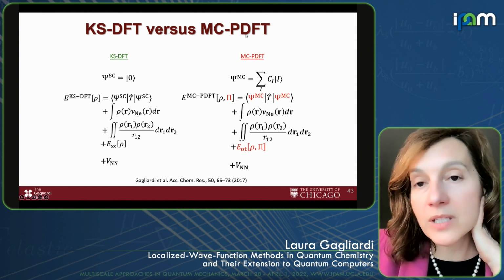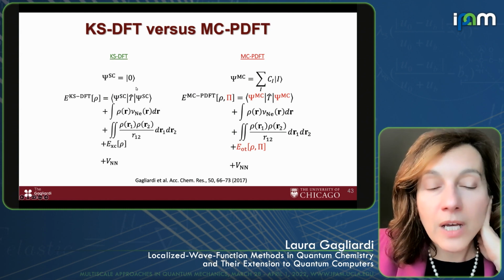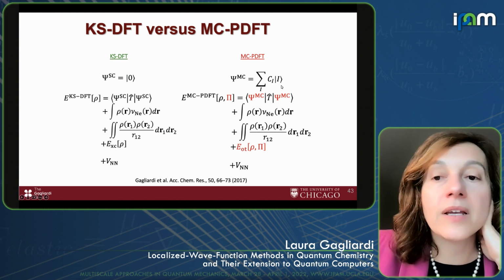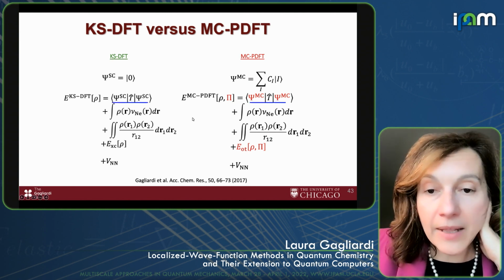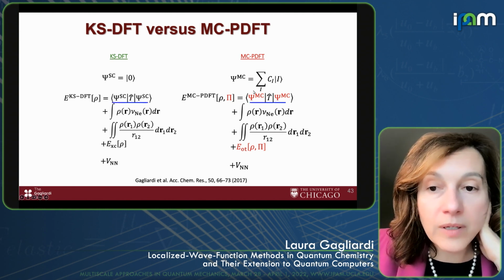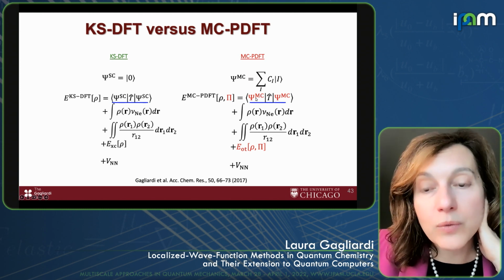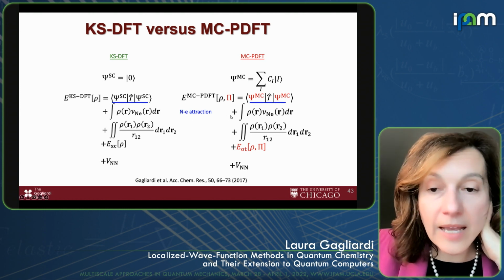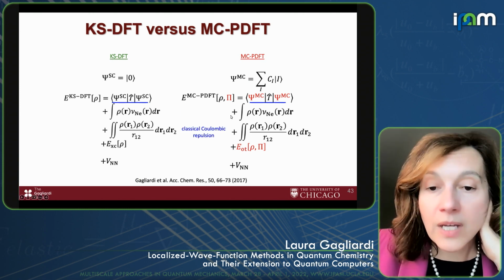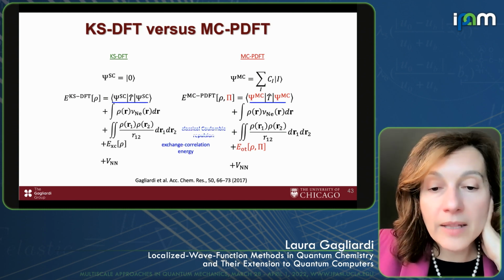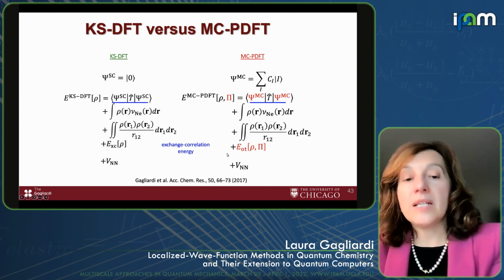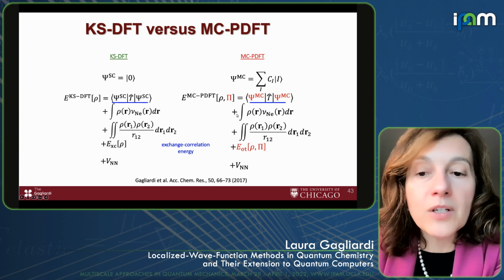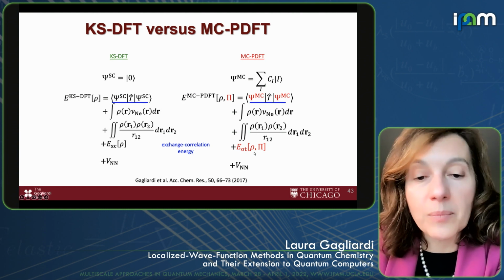If we compare Kohn-Sham DFT versus MC-PDFT, in Kohn-Sham you have a single determinant. Here you have a CI expansion, and then there is the kinetic energy term, where here you have the expectation value with this multi-configuration wave function. The nuclear attraction terms, the densities are different, the classical Coulombic repulsion, and then these two are different functionals, because in Kohn-Sham it's a functional of rho from one determinant. Here you have a functional of rho and pi.